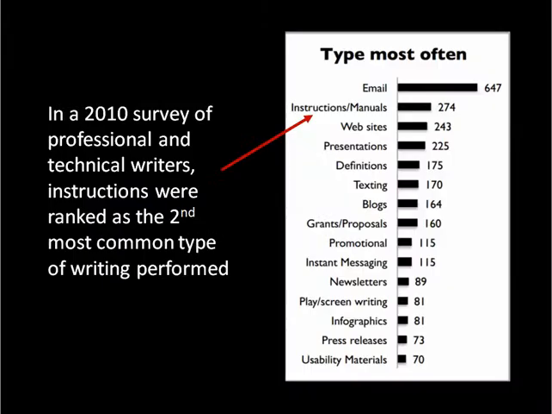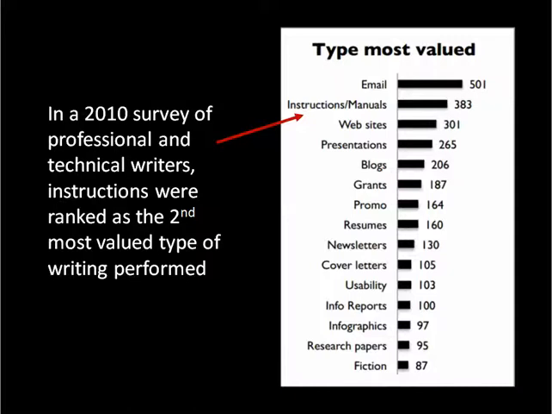As a result of this, instructions are the second most often written type of document for people in technical and professional writing. This comes from a survey I've mentioned before, where we asked them, what kind of writing do you do? Instructions and manuals, and I would include tutorials in this, were the second most often written, and also the second most valued. So the people who wrote these knew these documents were important to their professions, so they valued them as well.